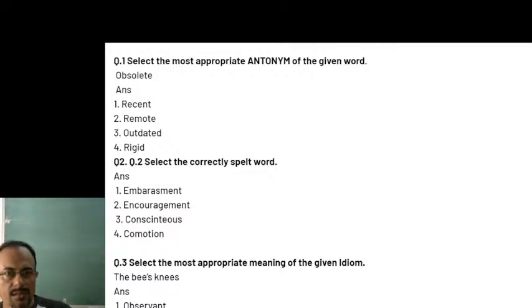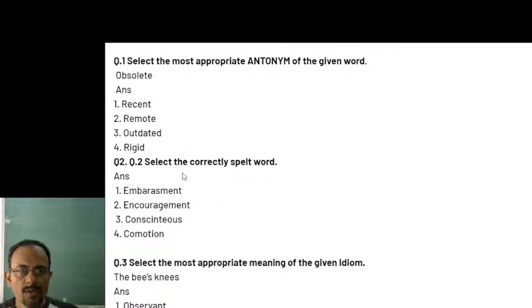Like you can see here, the appropriate antonym of the word obsolete. So, antonym of the word obsolete. And the next one is correctly spelled word. Like we haven't done it. Okay, okay, okay, Tanvi. Thank you for your confirmation. So let's do it now.